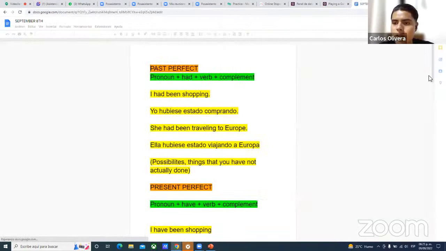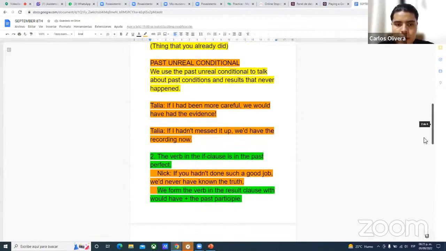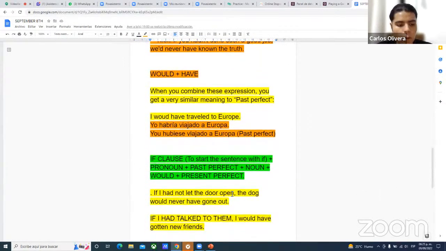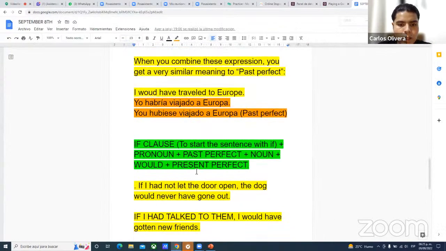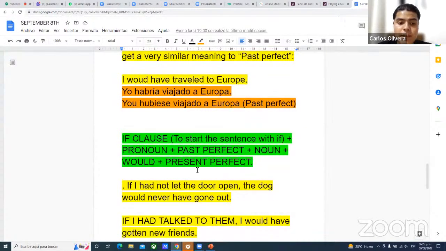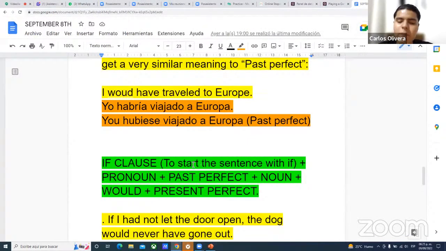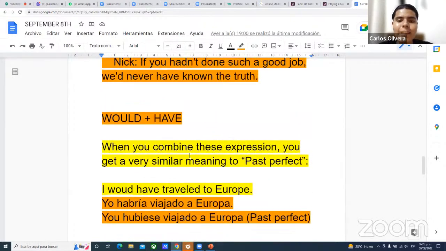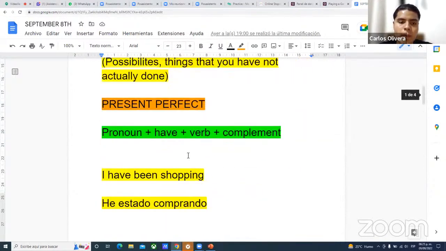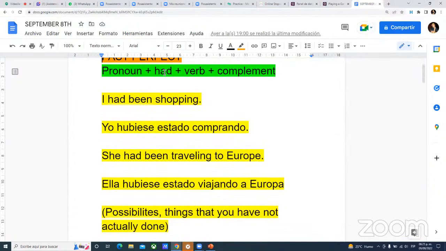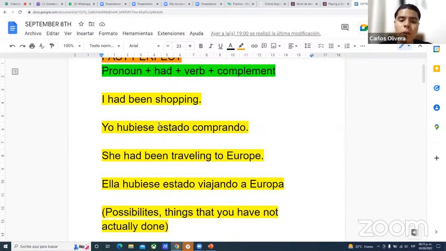So let's see. The structure was, for past real conditionals, it was the following. We have the if clause, okay? An if clause is basically any sentence or statement that starts with if, plus a pronoun, plus past perfect. Remember, we saw as well yesterday the difference between past perfect and present perfect. Past perfect is this one, right? With had, which basically means hubiese. If I had been shopping, si yo hubiese estado comprando.